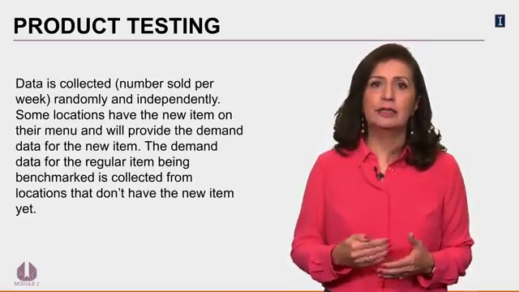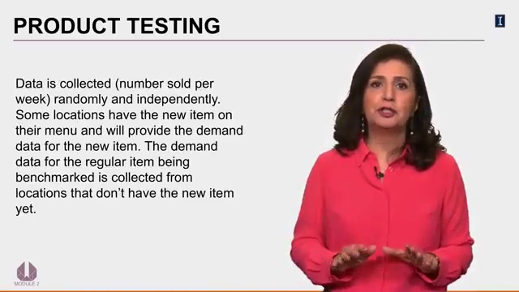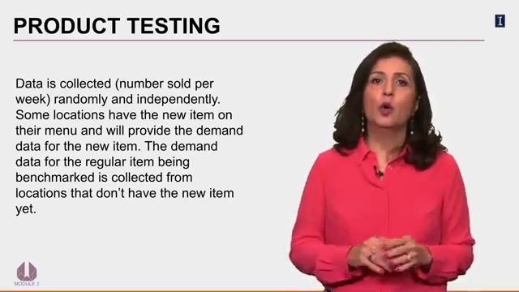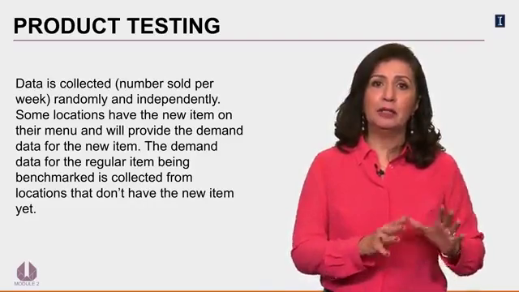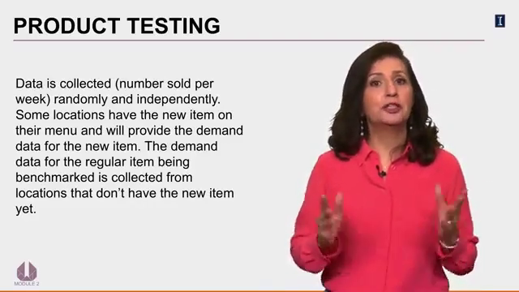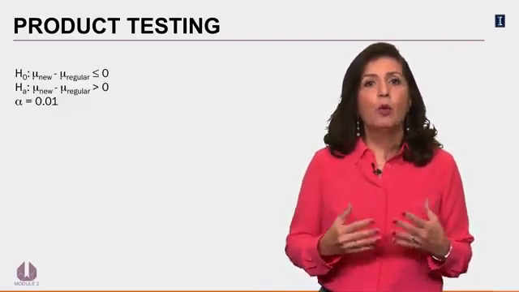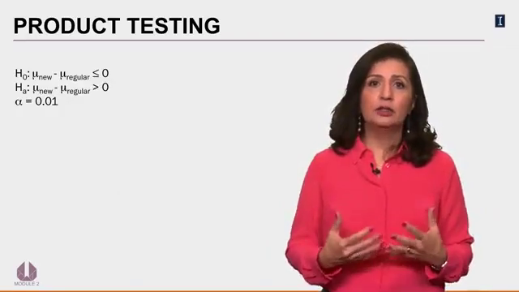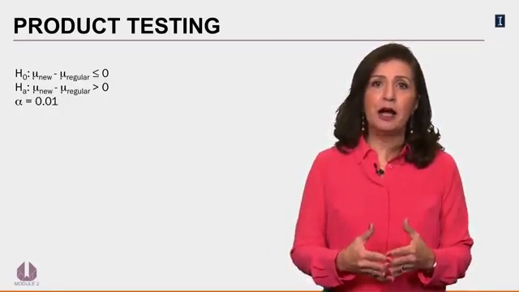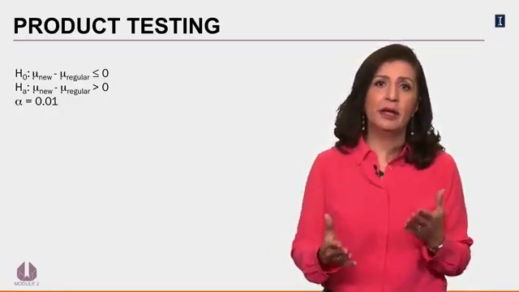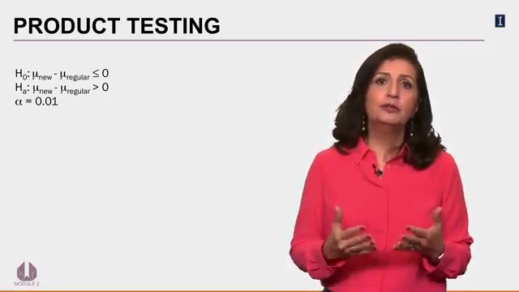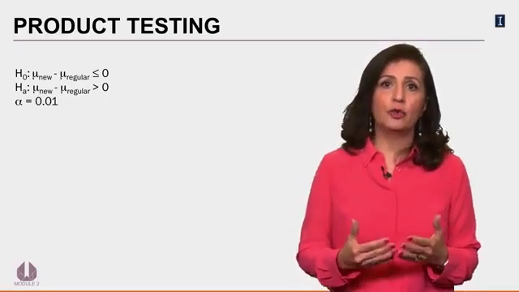Once again, data collection is really important. We are going to collect sample data from two populations that are independent. One population has the new item in their menu, and the other population does not. Once we have the data collected, we will conduct our analysis to find the p-value for the difference we observed based on our data. The results from our data are shown here.